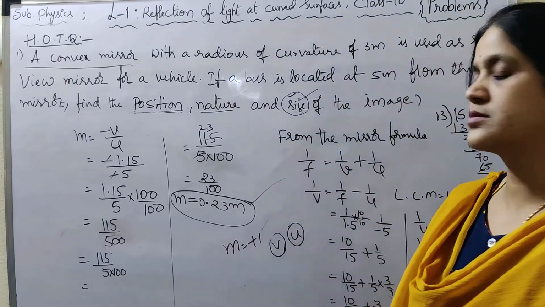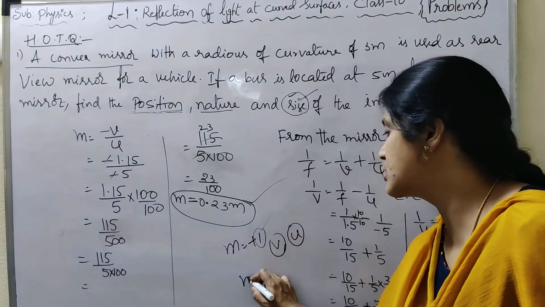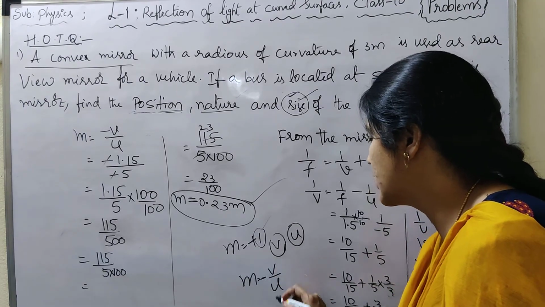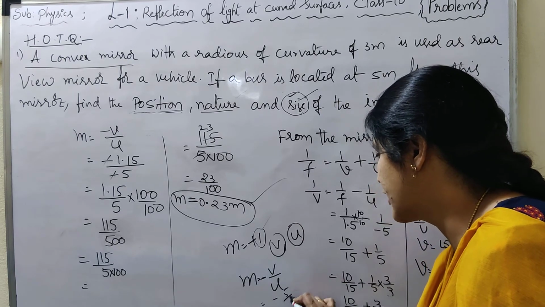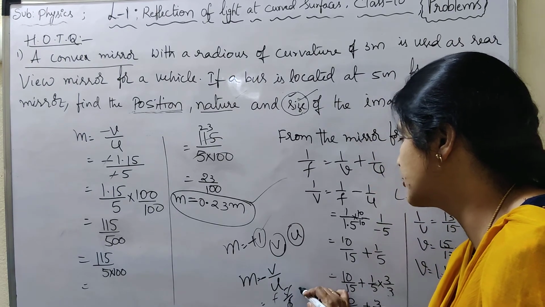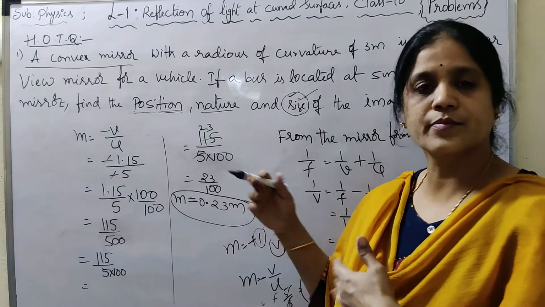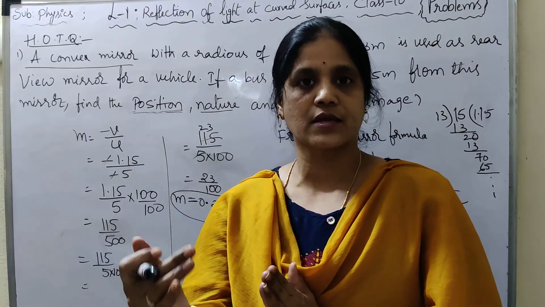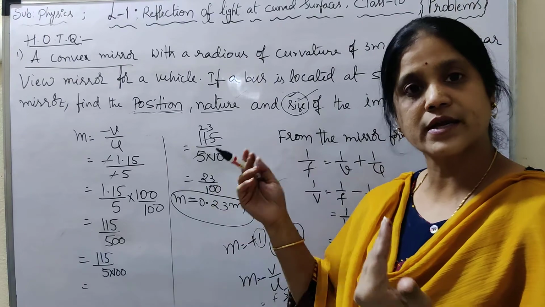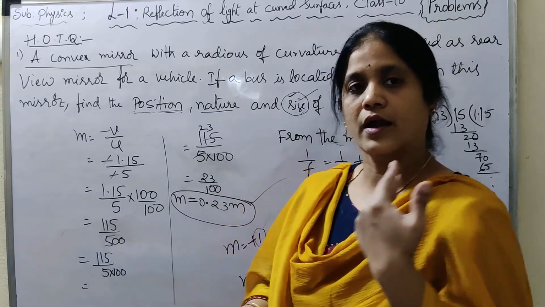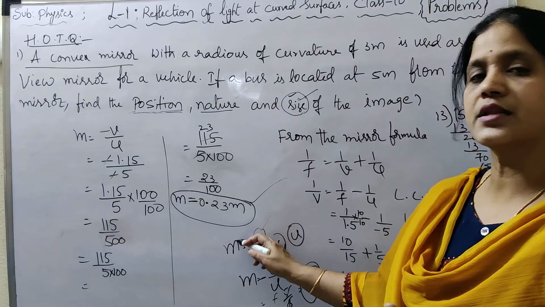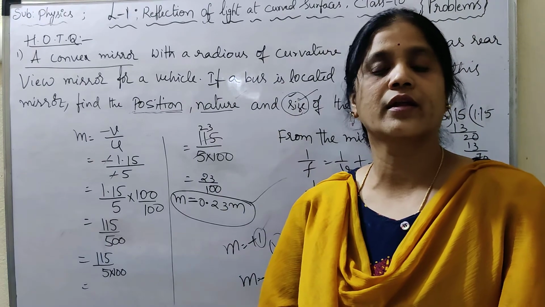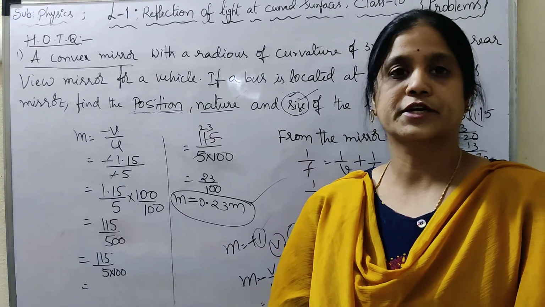So +1 means M is equals to minus V by U. Minus V by U means 5 by 5, then both will get cancelled, you will get +1 only. So like this some examples are there. When you place an object at the center on the principal axis, you will get the image at the same center of curvature. And one more: if V and U are equal, we will get the magnification value as 1. So this is about the textbook problems which are given in 10th class Telangana State Board.